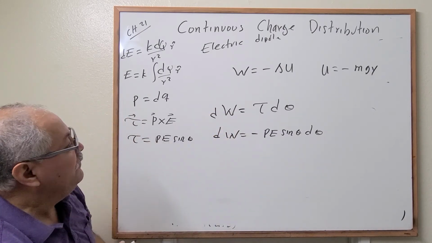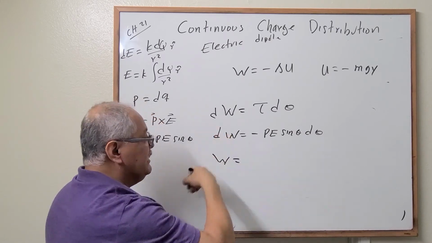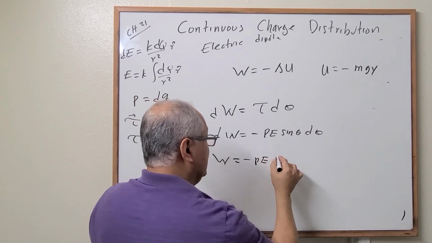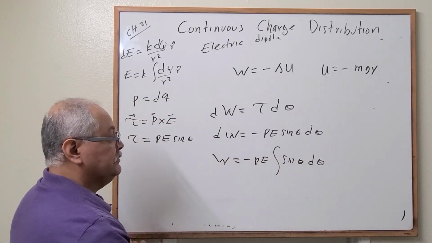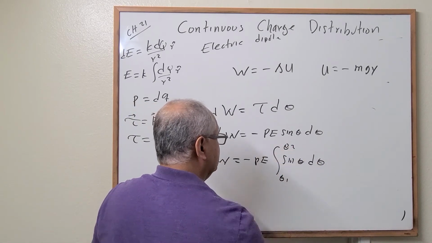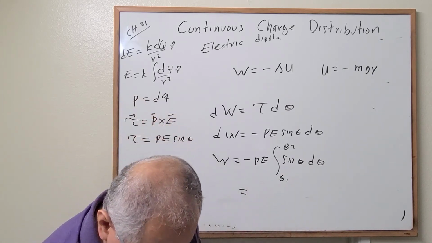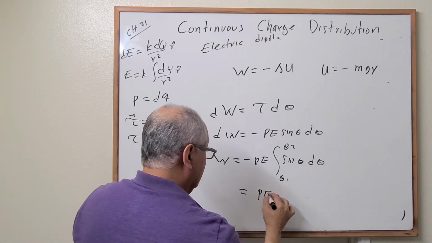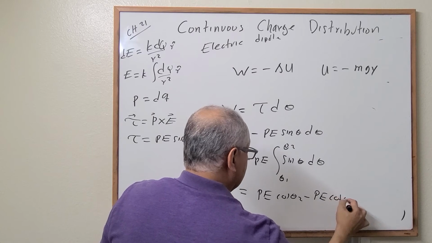Okay, perfect. Now let's find the torque work. Let's make the integral equal to negative PE, correct? The integral of sine theta d theta, from theta 1 to theta 2. Right, then what is this? Okay, when we do this integral, we have that this is PE cosine theta 2 minus PE cosine theta 1.